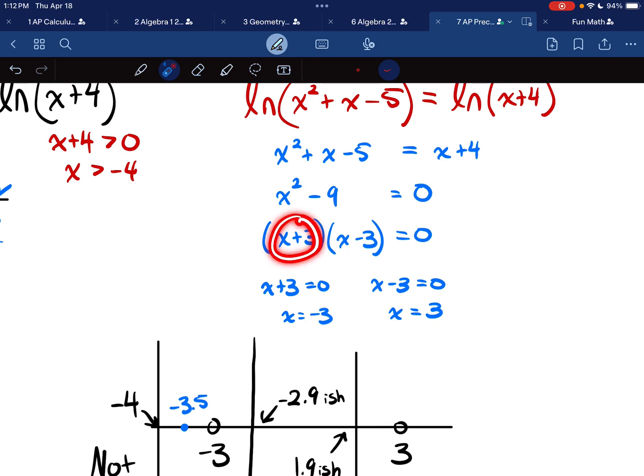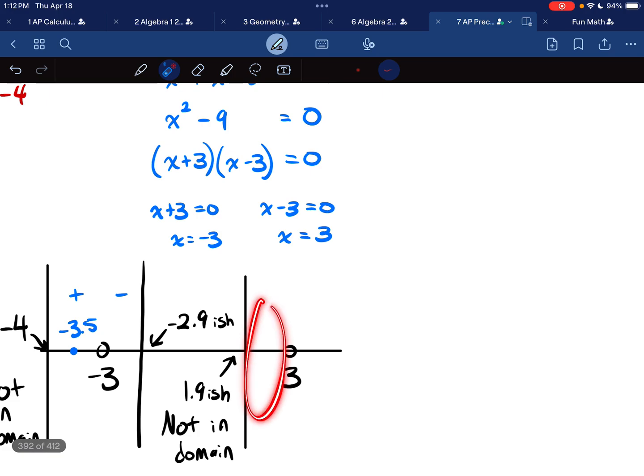If I plug in -3.5, this number is a negative, and this number is a negative. A negative times a negative is a positive. So this interval right here is a positive. And I know that it changes signs when I jump over this 0, so in this window right here, I am a negative.